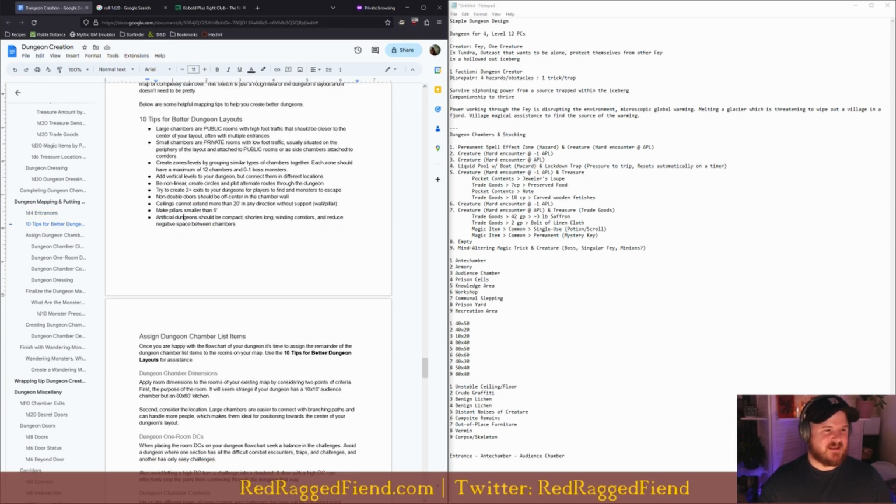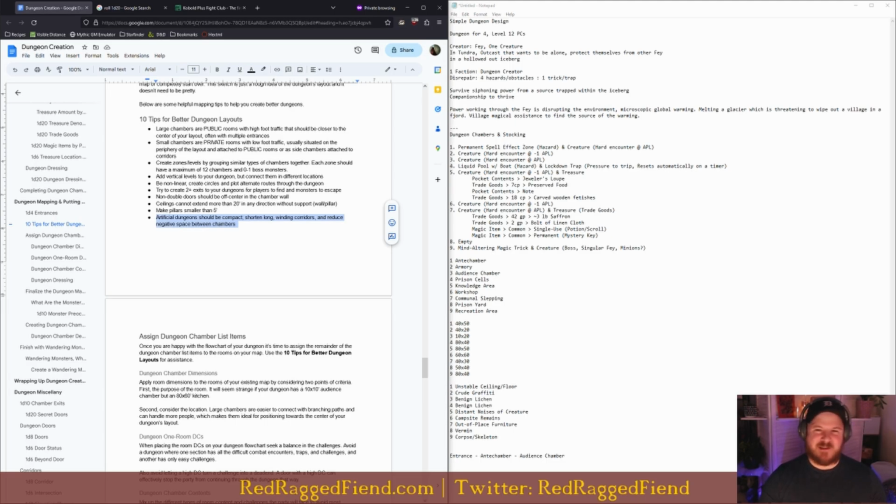And then the last part is the artificial dungeons, the ones created by people intentionally. They should be compact and short. They shouldn't be long, and it's a very D&D thing, right? You have these weird winding corridors that wrap around chambers and lead to nowhere. Don't do that if it's supposed to be a planned place.